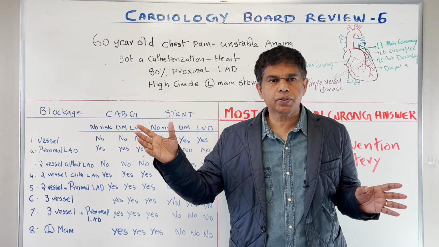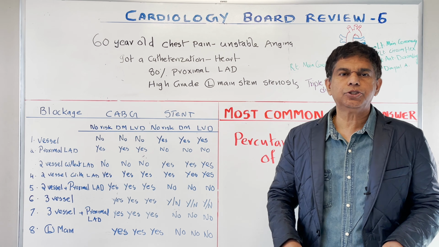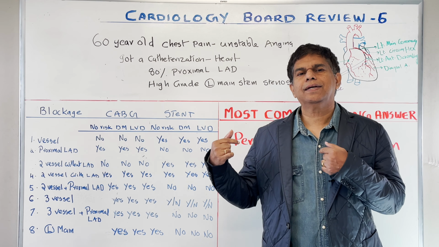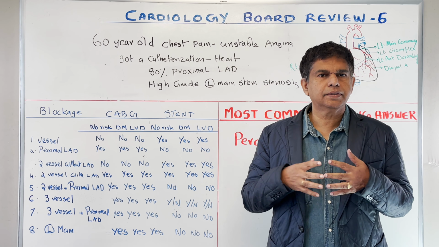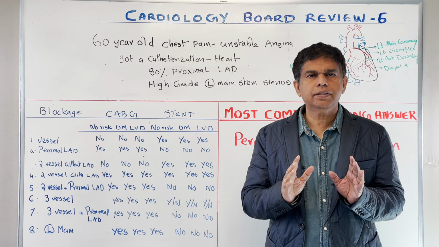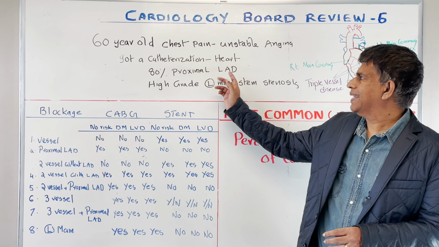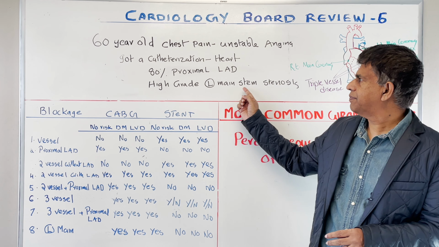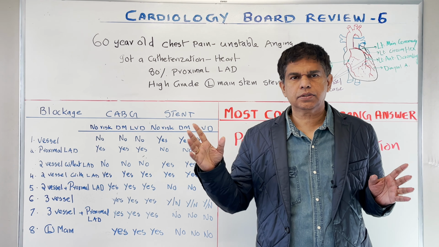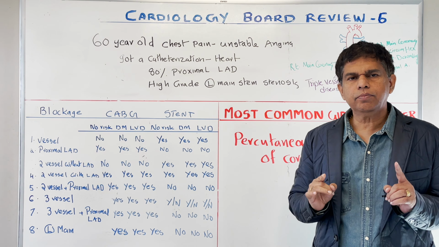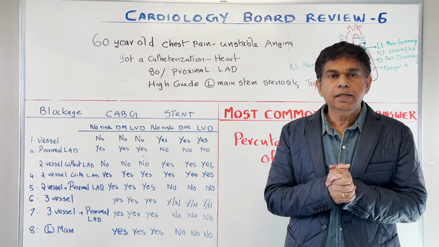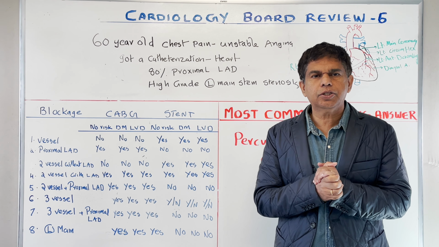So let's start our clinical scenario. We have a 60-year-old gentleman diagnosed with unstable angina. He goes for a cardiac cath. Once they do the cardiac catheterization, we have this finding: 80% proximal LAD and high-grade left main stem stenosis. The question is, what do you recommend to the patient?